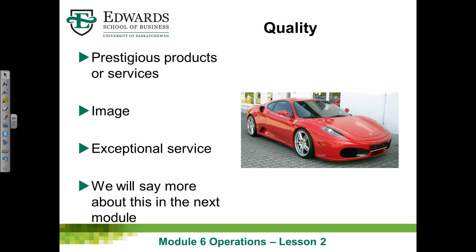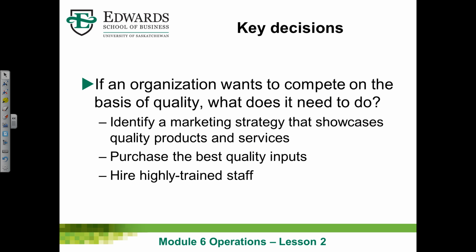Quality. Quality is another one of the dominant vectors or competitive dimensions in operations management. This could involve a very prestigious product or service, like a Ferrari. I wish that was my vehicle, but unfortunately it's not. Maybe the image, could be exceptional service. I'm going to say more about quality in our next module, but from a key decisions perspective, if an organization wanted to compete on the basis of quality, what would it need to do?